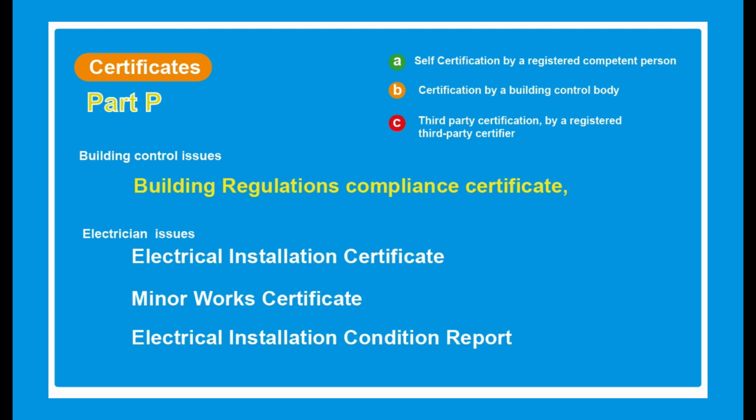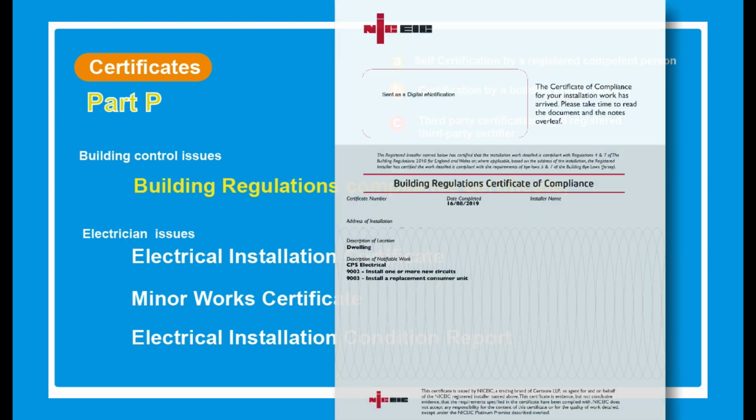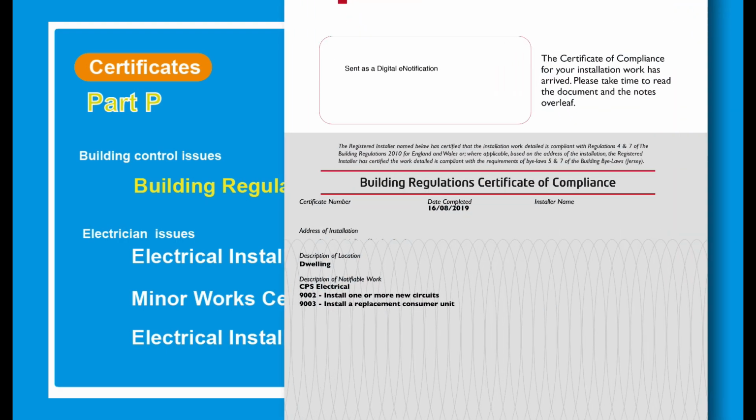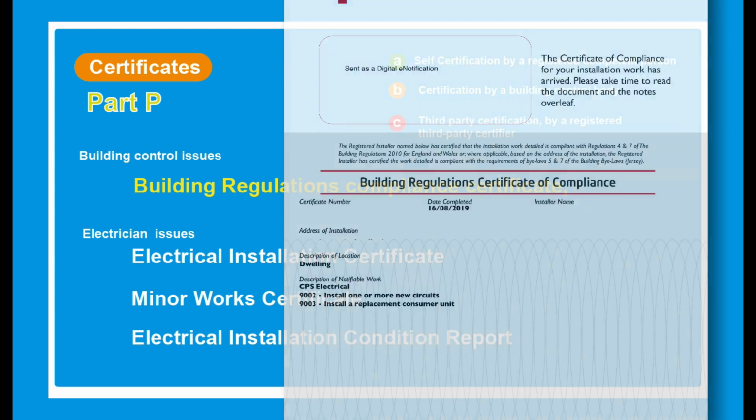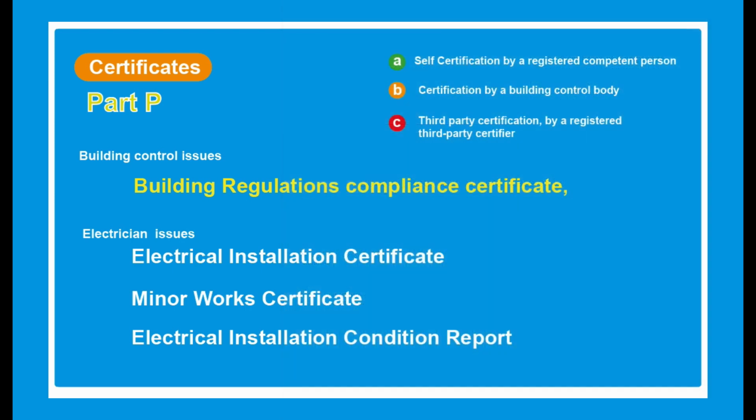So who gives you the certificates, and what certificate should you be expecting? Well, a building regulations compliance certificate is issued by building control, and that's just a very basic certificate really. It doesn't have any technical information on it. It just basically says what work was done, when it was done, and who did it.